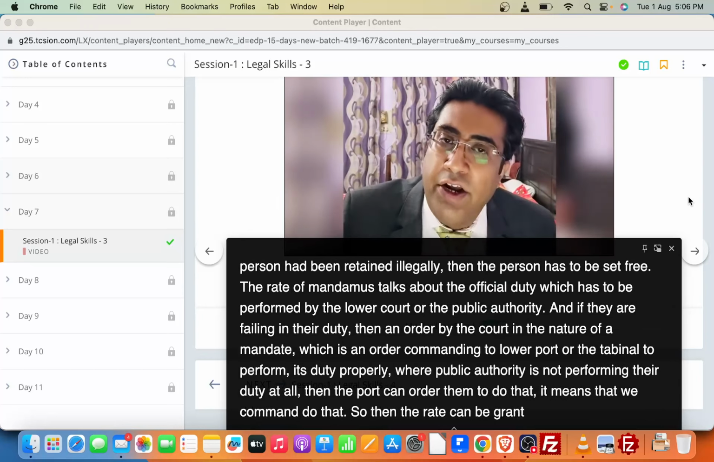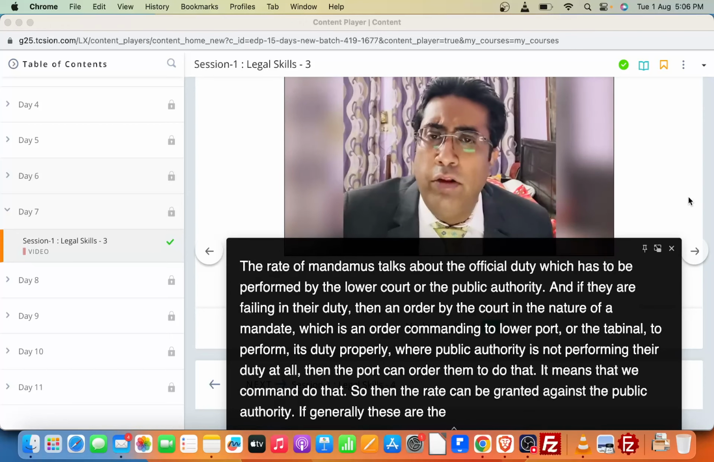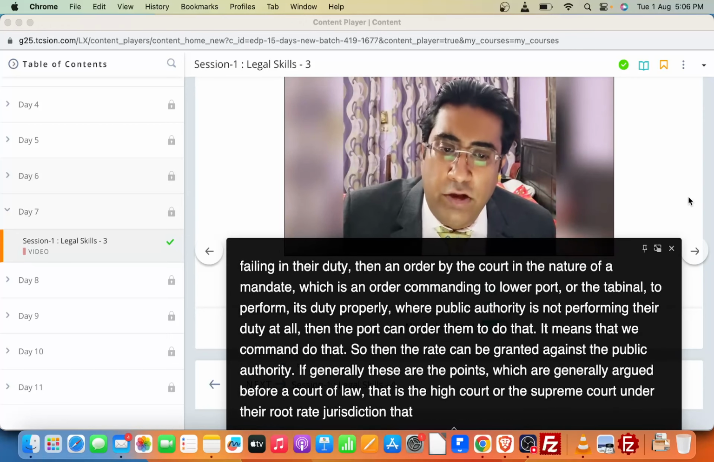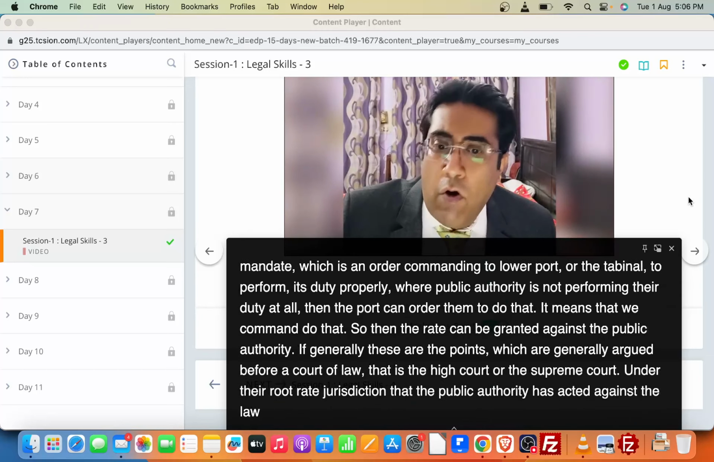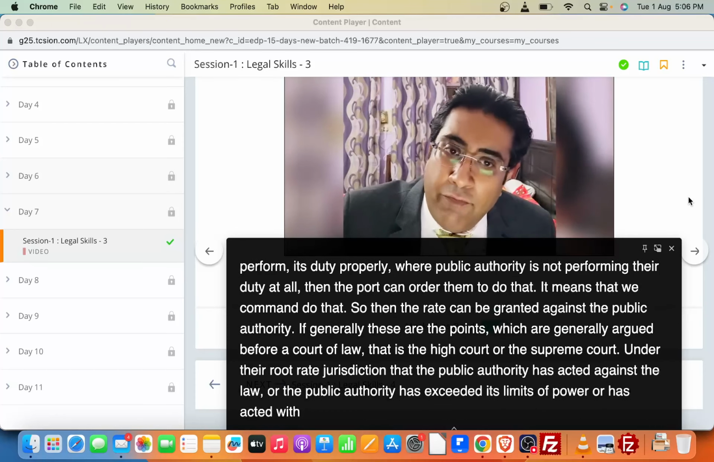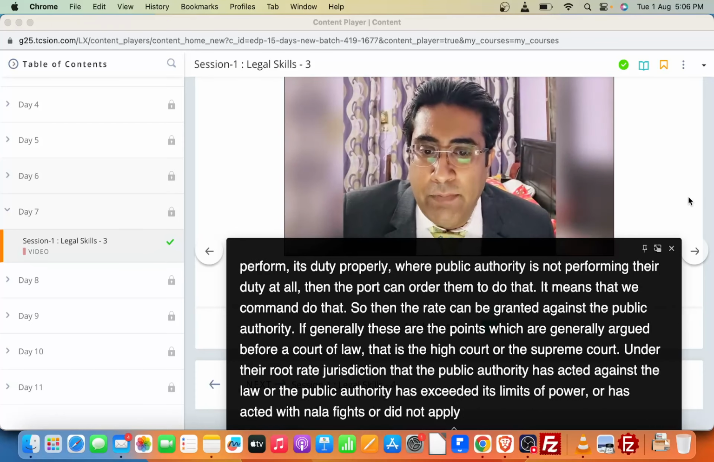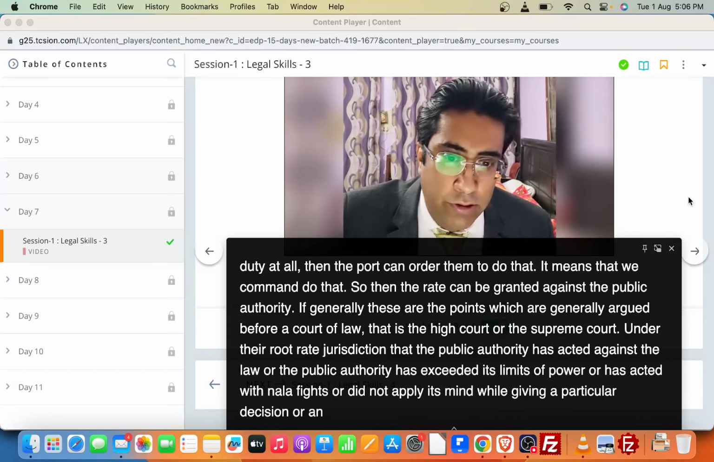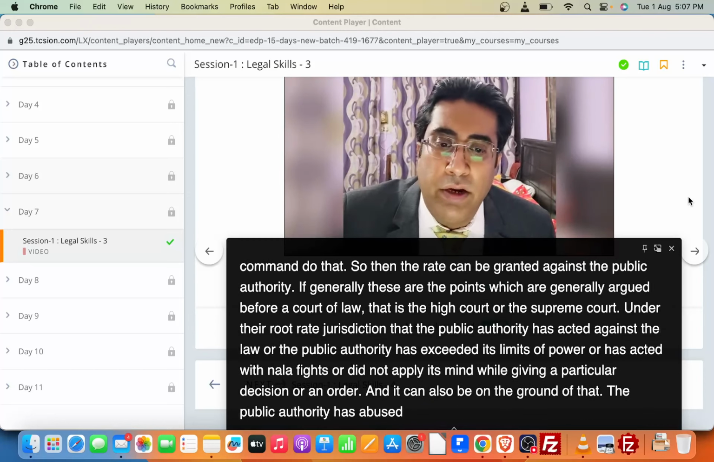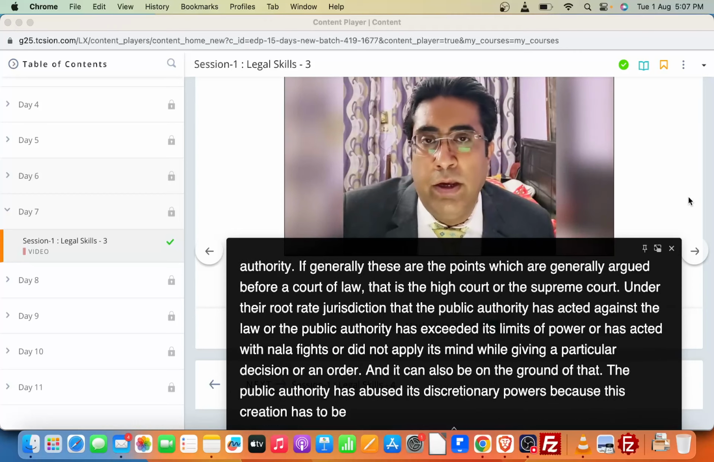So then the writ can be granted against the public authority. Generally these are the points which are argued before a court of law, that is the High Court or the Supreme Court under their writ jurisdiction: that the public authority has acted against the law, or has exceeded its limits of power, or has acted with malafide, or did not apply its mind while giving a particular decision or an order. And it can also be on the ground that the public authority has abused its discretionary powers, because discretion has to be a sound discretion.